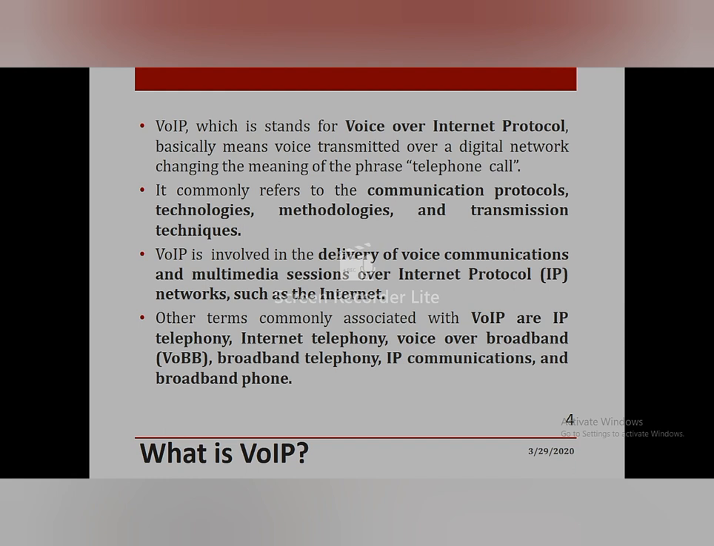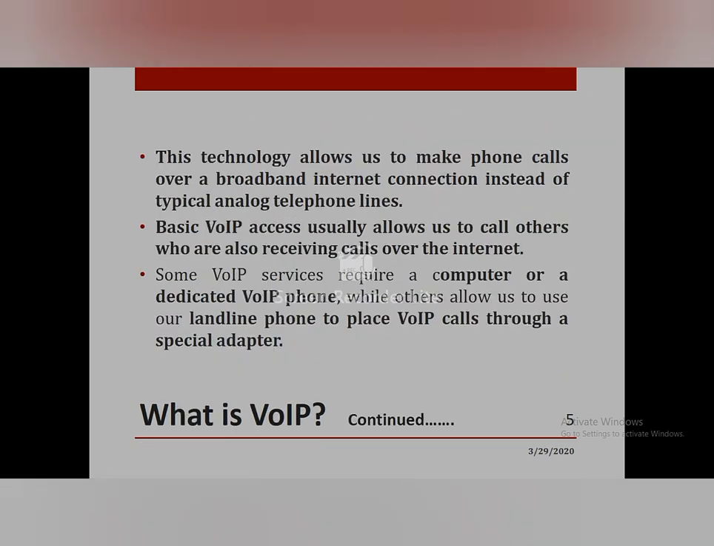VoIP is also called internet telephone, internet telephony, voice over broadband communications, broadband telephony, internet communications, and broadband phones. This technology allows us to make phone calls over a broadband internet communication instead of a typical analog telephone line. VoIP access usually allows us to call others who are also receiving calls over the internet. In some VoIP, we have to request computers or dedicated VoIP phones or LAN phone lines to place VoIP calls through specific adapters.